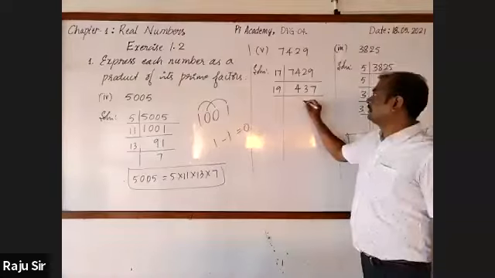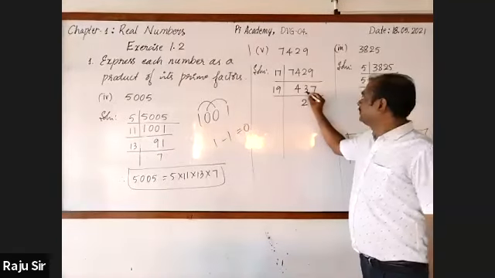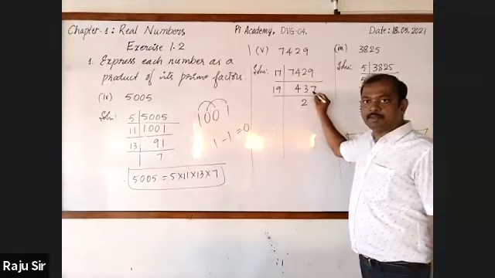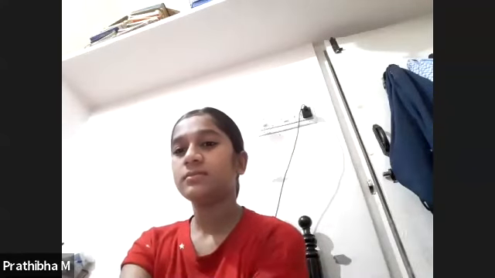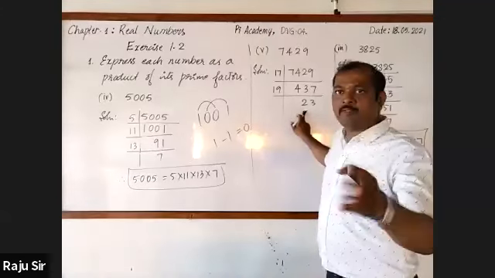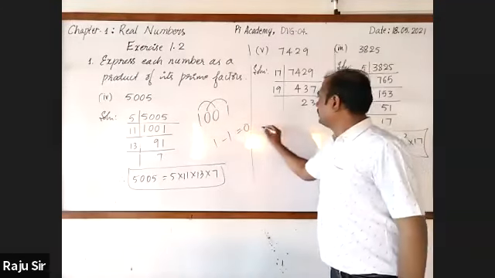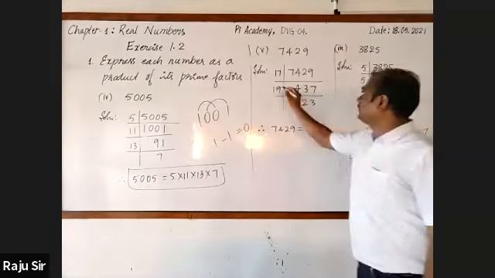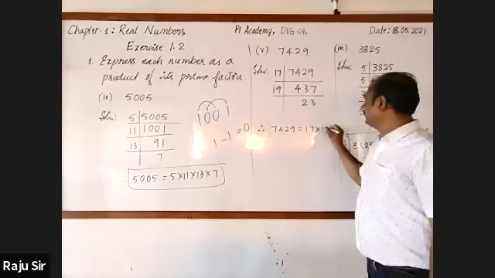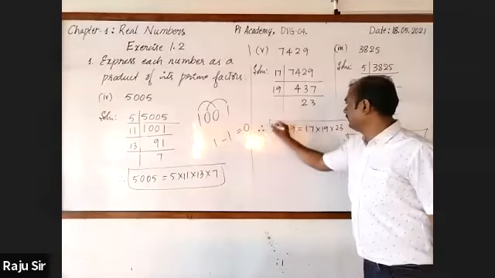19, 23. 19 how much are? 23. 19 threes are 57. 23 is very good. Can it be continued? No, sir. 23 is a prime number. When you get a prime number, you may stop dividing. Now the conclusion. Therefore, 7,429 can be written as 17 into 19 into 23.